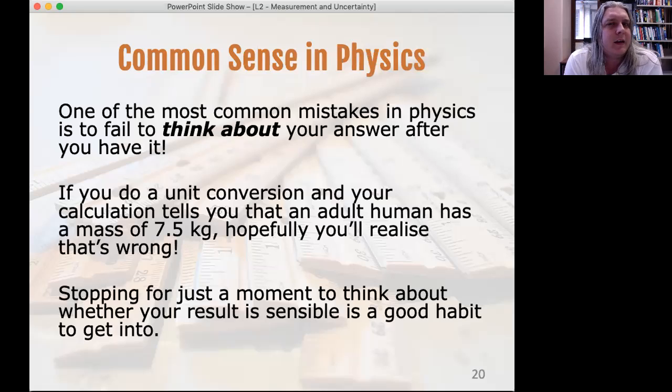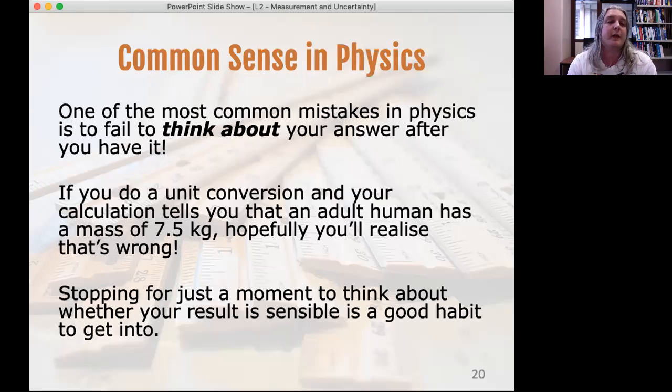Now, this isn't really relevant to unit conversions. It's just the first relevant point for me to bring it up, and that is common sense in physics. One of the most common mistakes in physics is actually made after you've made a mistake, and that is the failure to think about your answer after you have it. If you do a calculation and you get a value and you don't stop and think, is this an appropriate value, then that is a mistake as well, and it's a mistake in picking up any mistakes you might have made.